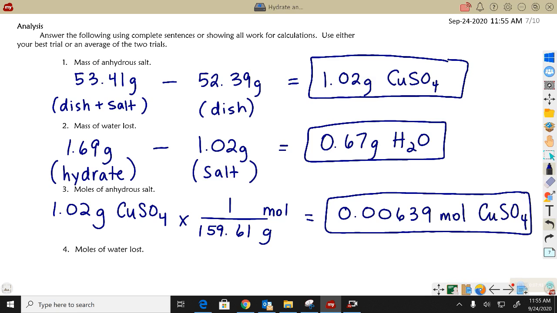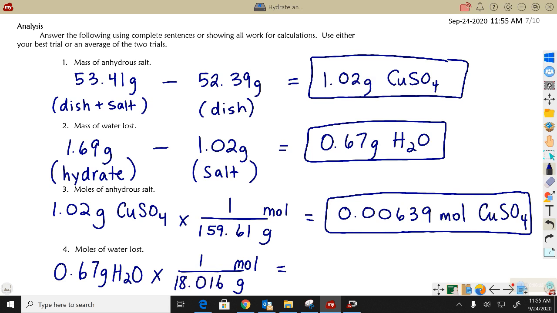So now we do the same thing with the water. I had 0.67 grams of water. And we just got to get it out of grams into moles. Cancel grams, we want moles. 1 mole of water. If I add 2 times hydrogen and 1 oxygen, 18.016. And now, note, that's really close to 18.